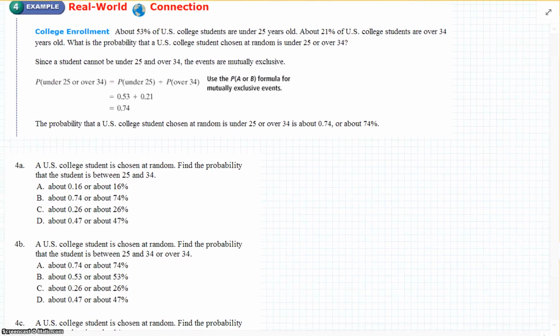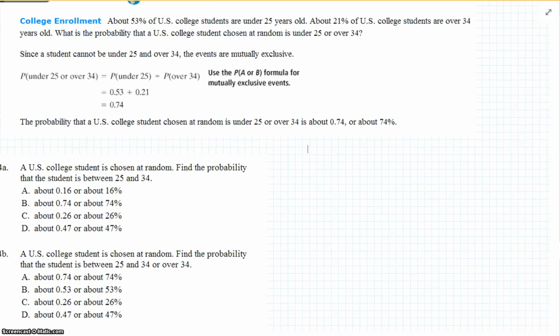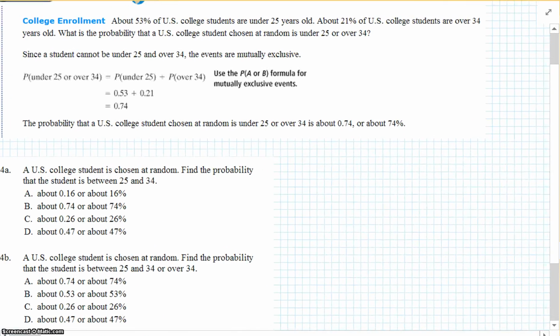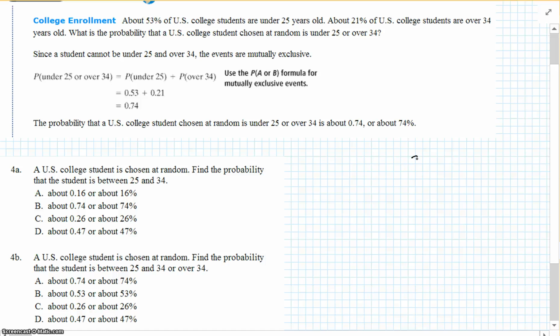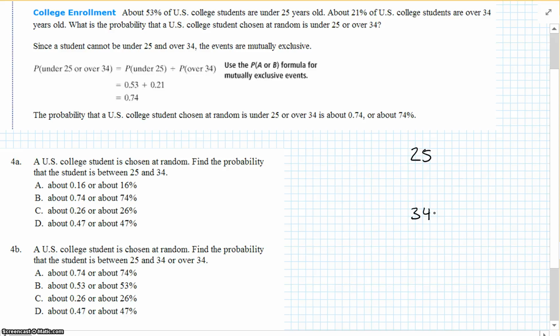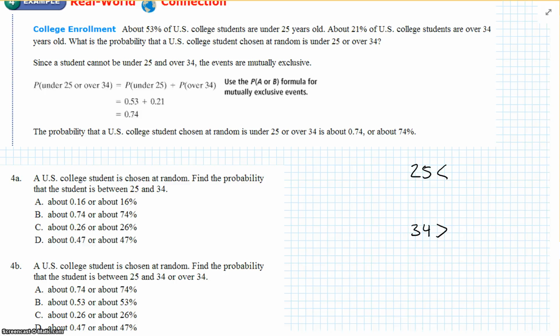College enrollment. About 53% of U.S. college students are under the age of 25. About 21% are over 34. So under 25, 53% of our college students, and 21% are older than 34. So let's look at this. Let's just figure this out real quick.